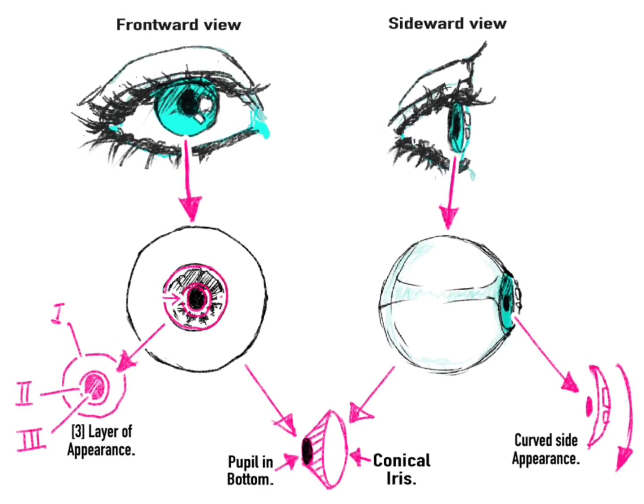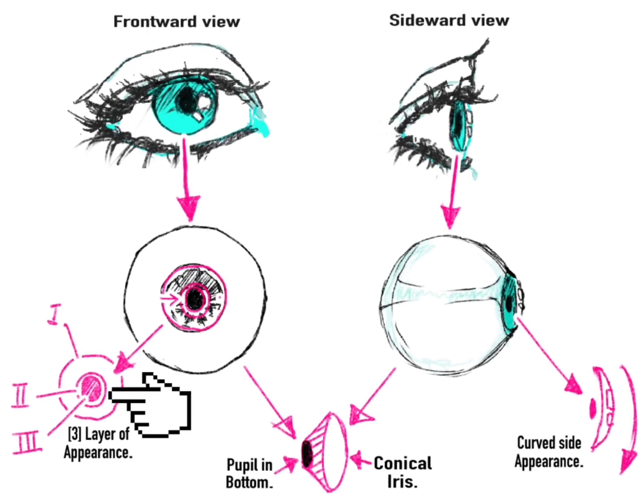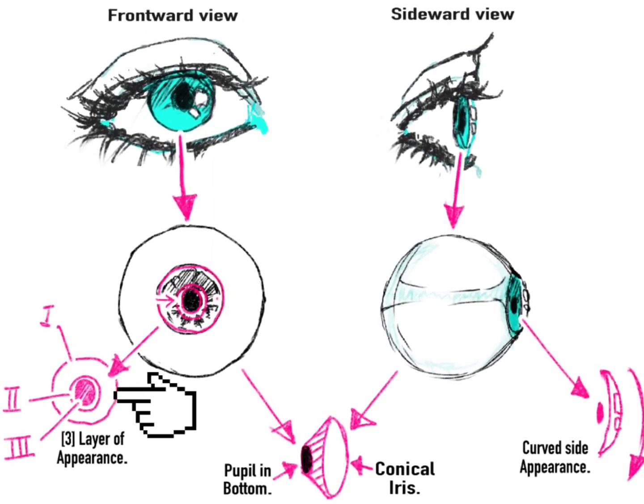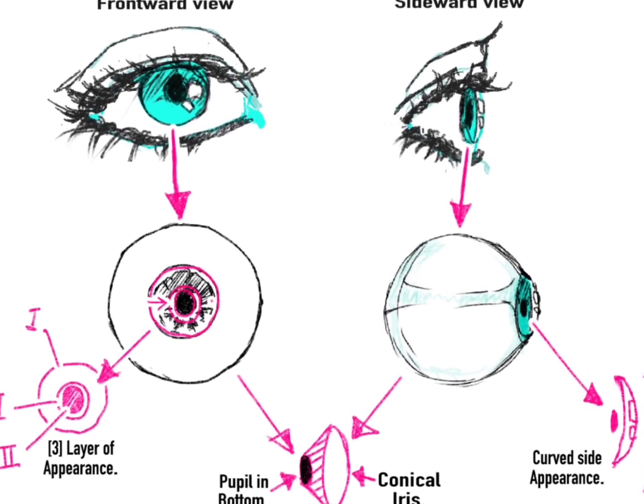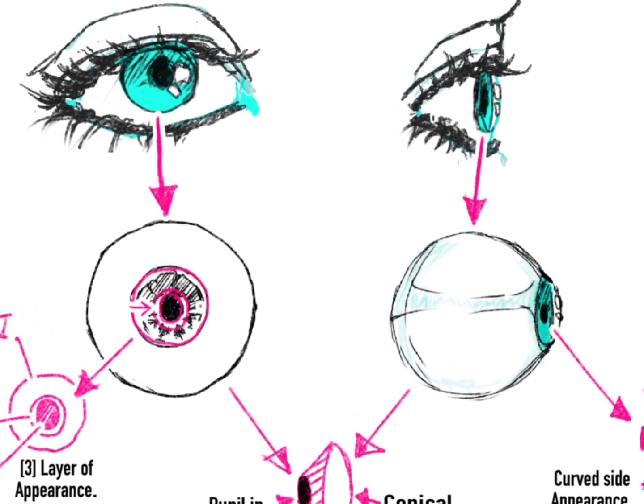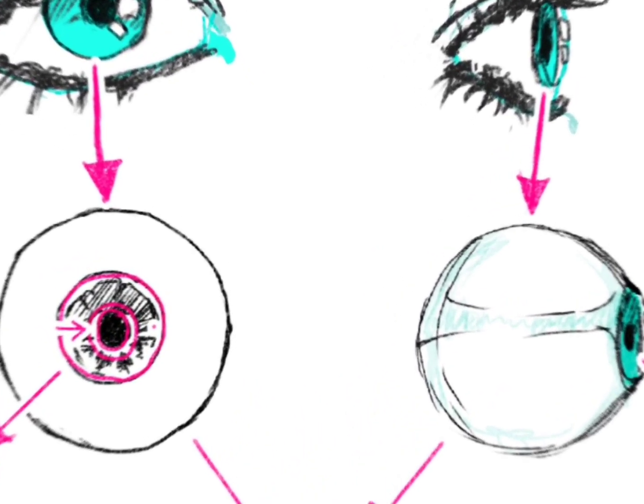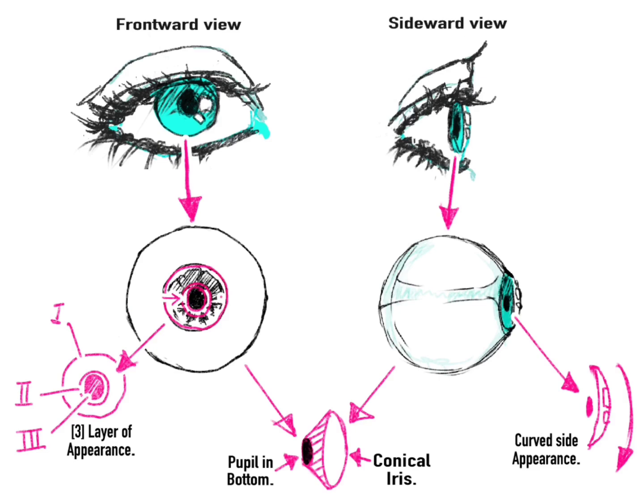So to show that conical depth, we need to draw the pupil by the side when the eye is viewed from the side. When viewed from the front, the iris has 3 sets of layers which you can give unique colors respectively, which we will see in the stylistic way of painting we will be doing later on.